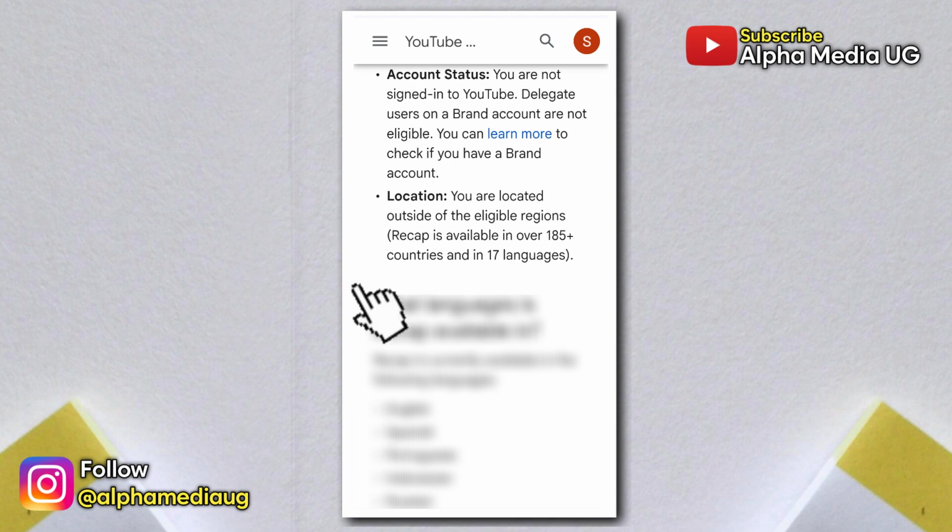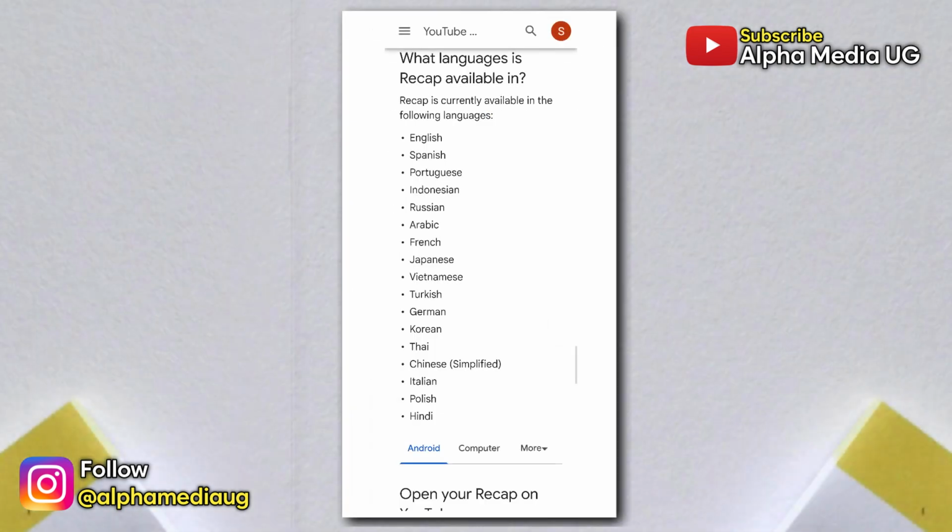The fourth one is the location. You must be located in one of the eligible regions. The recap is currently available in over 185 countries and in 17 languages, and these languages include English, Spanish, Portuguese, Indonesian, Russian, Arabic, French, Japanese, Vietnamese, Turkish, German, Korean, Thai, Chinese, Italian, Polish, and Hindi.